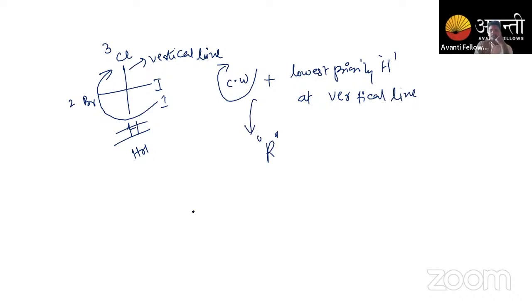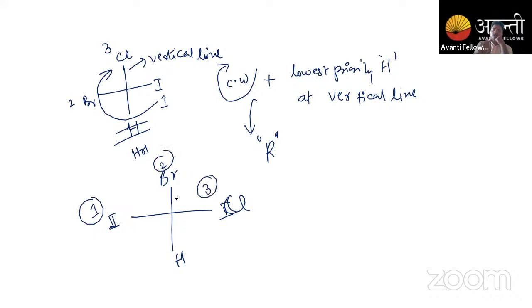Next, if you see here, iodine, here bromine, here chlorine, and this is hydrogen. Now here you will get 1, 2, 3. So again you are getting clockwise. Same 4. So this is clockwise, and the lowest priority is at the vertical line. Clockwise rotation, lowest priority at the vertical line. This will show R configuration.